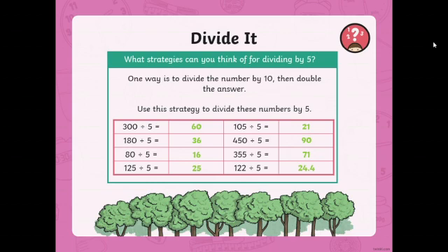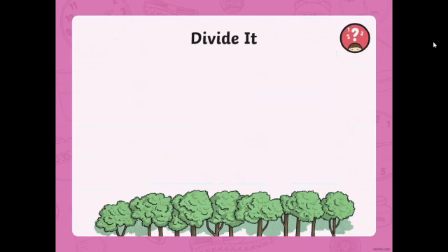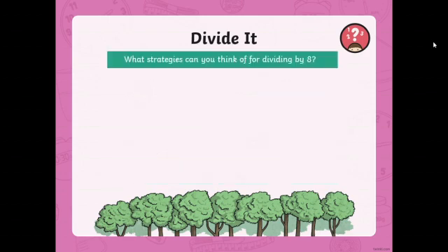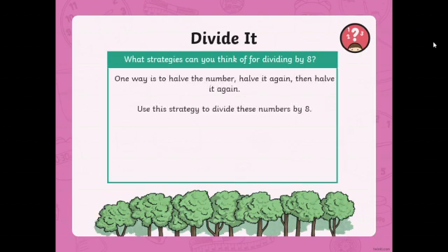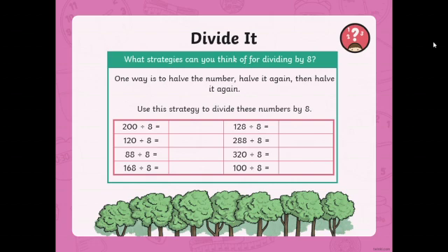The other one we're going to look at is dividing by 8. Now we know that when we divide by 2, we half it. Divide by 4, we half and we half again. To divide by 8, we can half, half, and then half it again. So half it 3 times. Again, I'll do the first 2 examples, and then I'll pause the video for you to have a go at the other 6.